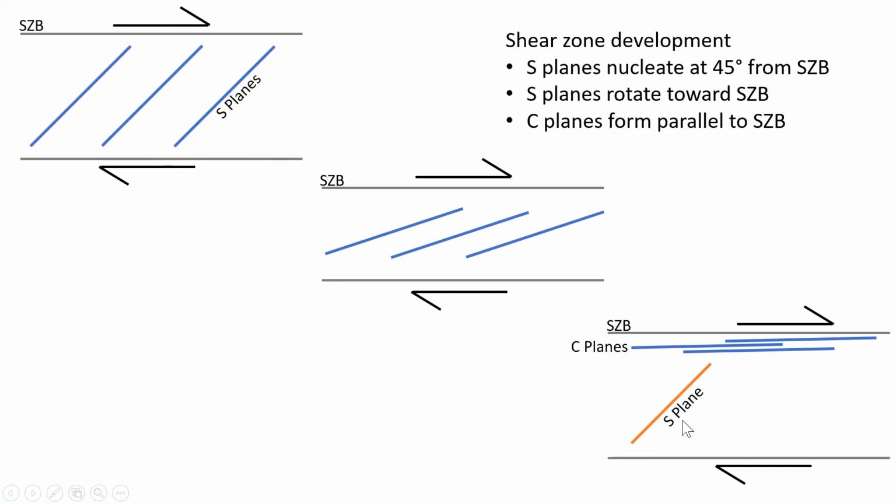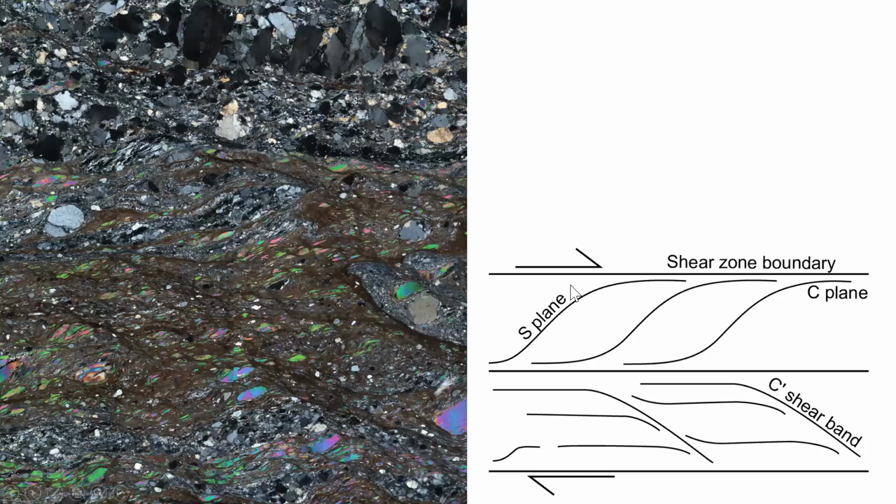And then all the time you can have new S-planes nucleating at the same time as these older ones are rotating towards the shear zone boundary. So that can form a fabric like this. This is a typical sort of asymmetry, and we can see that all throughout this thin section. But yes, these C-prime shear bands are a lot less well understood.